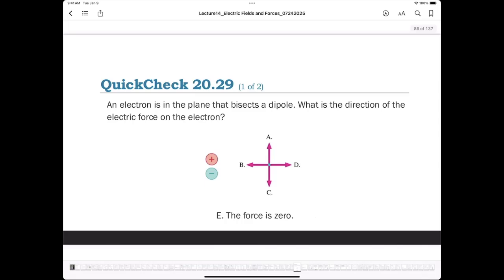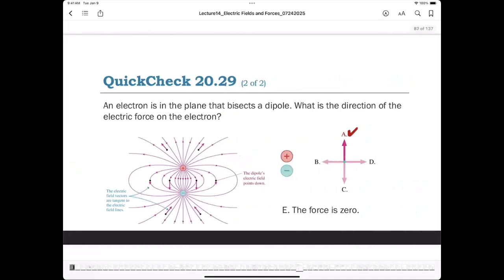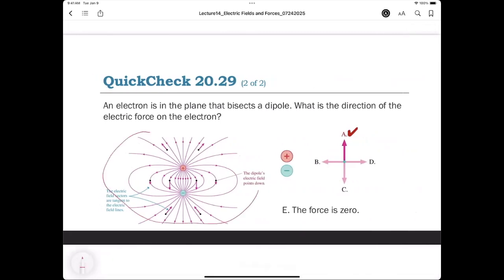An electron is in the plane that bisects a dipole. What is the direction of the electric force on the electron? Just pay attention: this question asks for the direction of the electric force, not the electric field. So let's talk about that. Here you can see this is the electric field lines we draw.